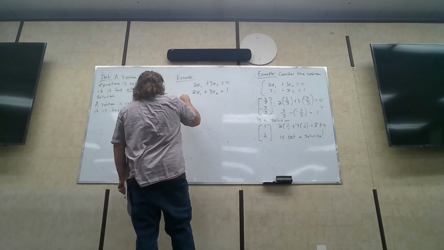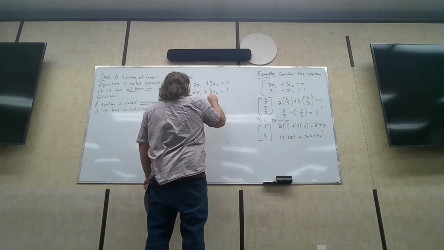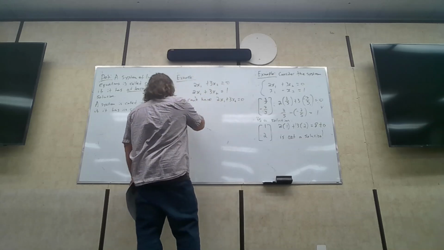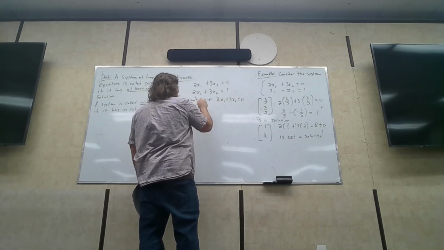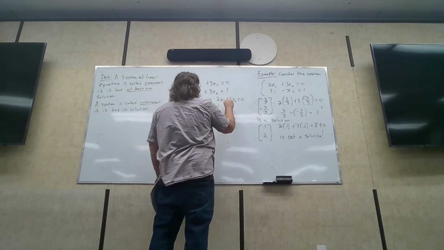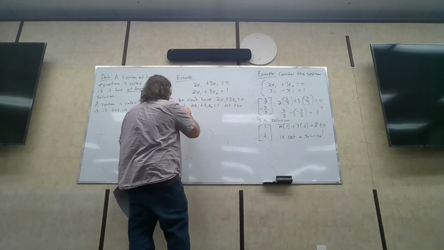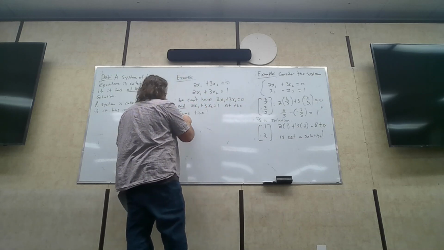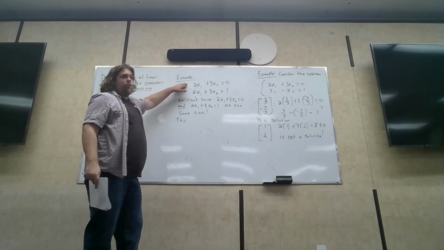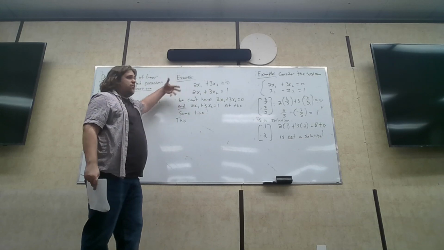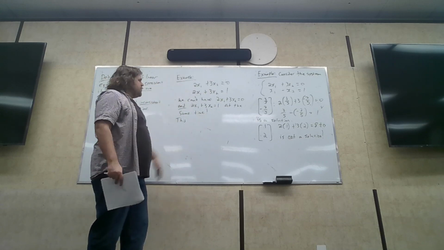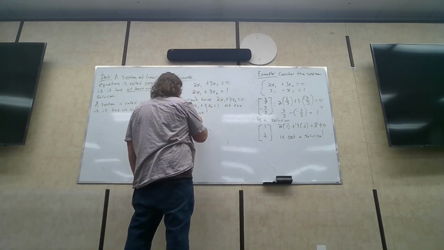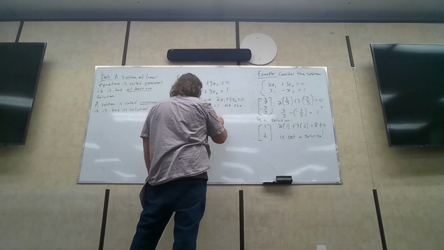So we can't have 2x1 plus 3x2 equals 0 and 2x1 plus 3x2 equals 1 at the same time. So this system has no solutions, even though these equations on their own both have solutions, right? We can solve these just fine, but they don't have more than one. Right? It doesn't solve both of them. System is inconsistent.